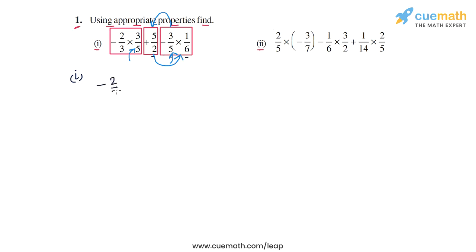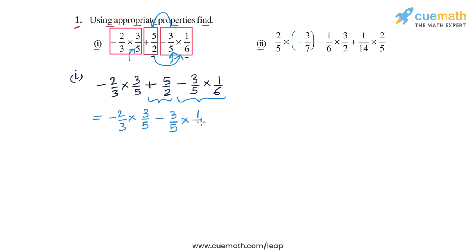Our original expression is minus 2 by 3 into 3 by 5 plus 5 by 2 and then minus 3 by 5 into 1 by 6. So we will take this third part, minus 3 by 5 into 1 by 6, and bring it to the second position, and we will take the second term plus 5 by 2 and take it to the third position. So we will interchange the order of these two terms. So we will get minus 2 by 3 into 3 by 5, and then we have the third term minus 3 by 5 into 1 by 6, and then we have plus 5 by 2. And why can we do this? Well, we can do this because addition is commutative. So because of commutativity of addition, we can do this.